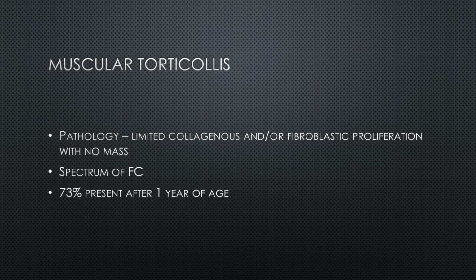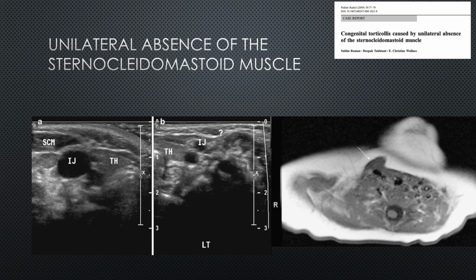Here's muscular torticollis. It's just in the spectrum of fibromatosis colli, 73% present after 1 year of age. Another unusual cause of congenital torticollis is unilateral absence of the sternocleidomastoid muscle. So here on ultrasound, you can see there's no clear muscle. Well, on the right there is, and this is MRI showing that abnormality, where there's a muscle on the right but nothing on the left. So absence of the sternocleidomastoid muscle can also be one of the causes.